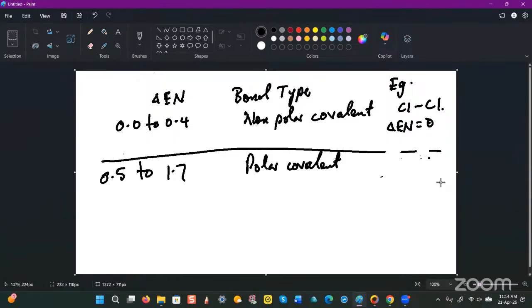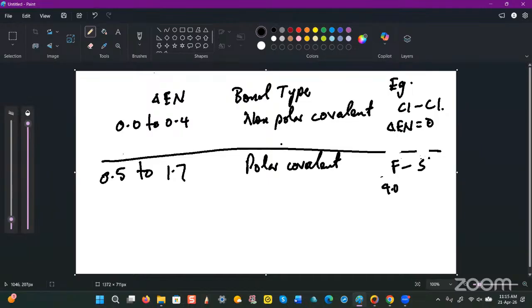All right, so fluorine and sulfur. So fluorine is 4.0. What's sulfur? 2.5. Okay, that's a good example, right? So the difference in electronegativity between those two is 1.5, which falls within that range. So therefore, the fluorine to sulfur bond, based on this criteria, would be polar covalent.